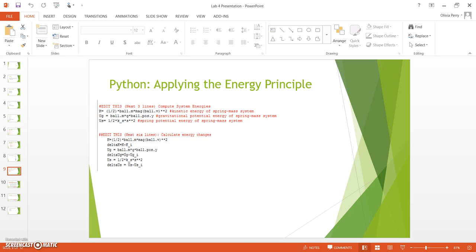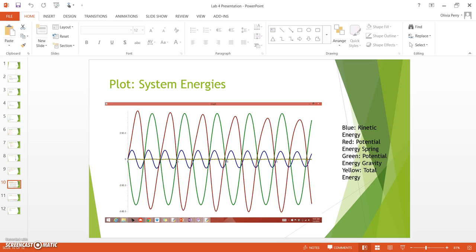The next part of the code is applying the energy principle. This part of the code applies the equations for the kinetic, the change in kinetic, the potential energy, and the change in potential energy for both the gravity and the spring forces. Here is the plot of the different system energies as the model runs, and it is seen that the energy principle is satisfied. The total energy equals zero, as expected since there are no interactions with the surroundings. The potential energies rise and fall as the corresponding forces do work.